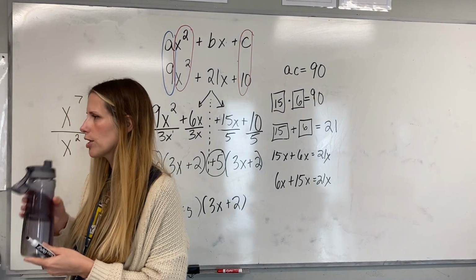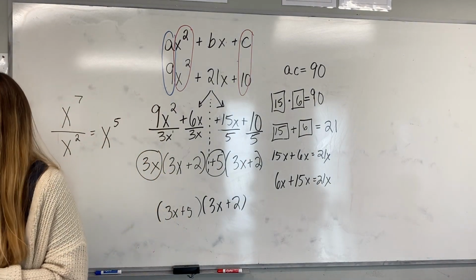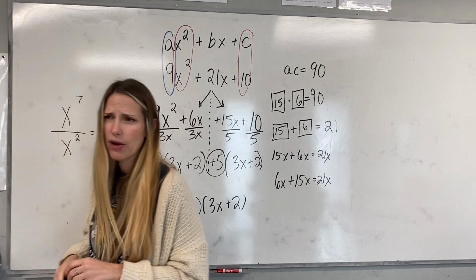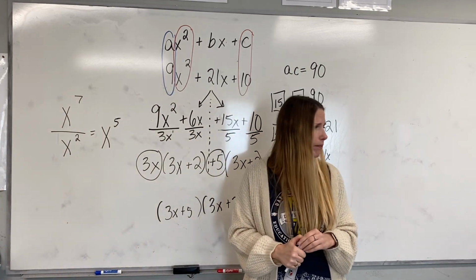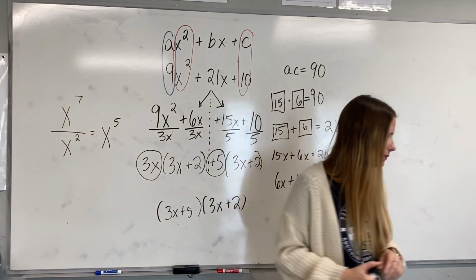Number 4 is much harder because I believe it involves factoring out a negative in one of them.